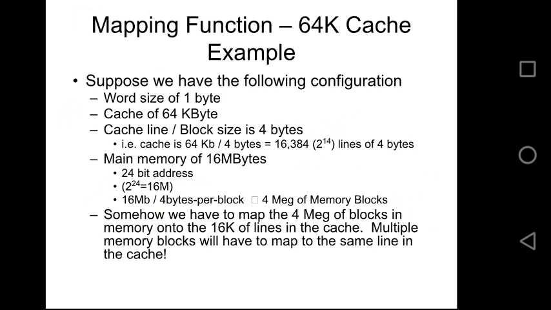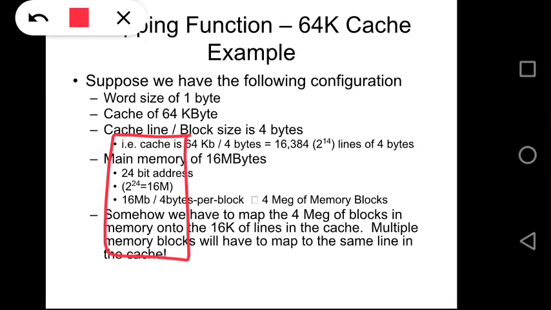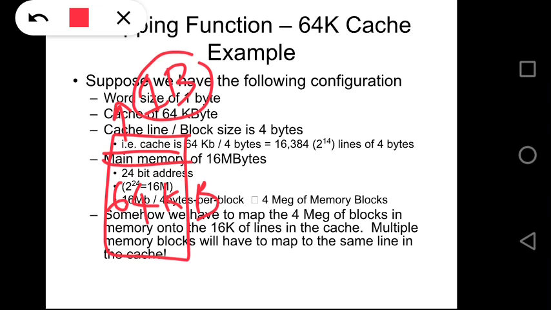Before discussing them, we'll take an example of the cache and main memory. Let's assume there is a cache memory whose size is 64 KB, kilobytes, and you know that the cache contains some words. The word size is 1 byte.